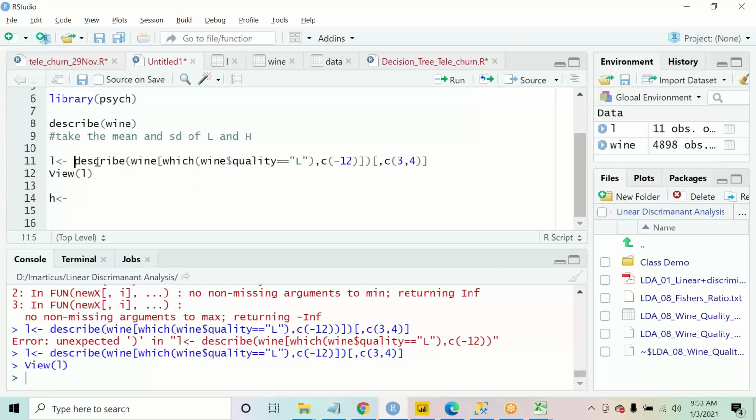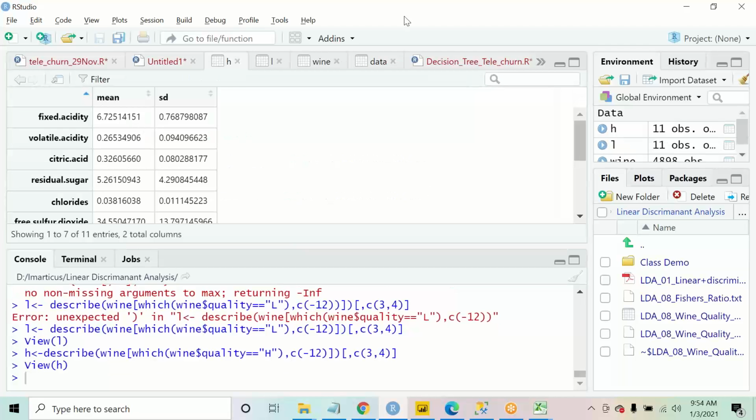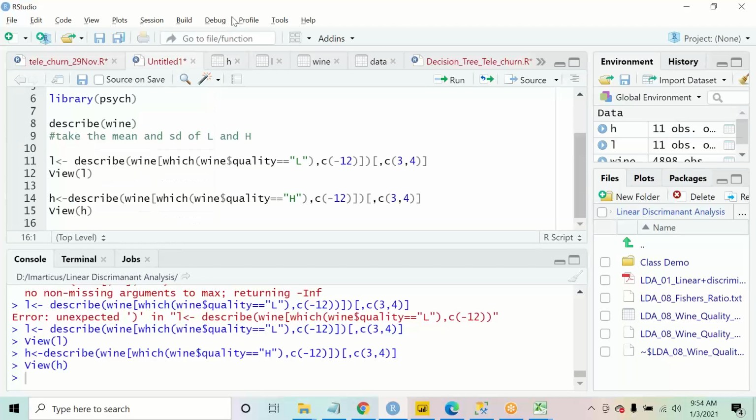In H, everything will remain the same, only one thing will change, and that is wine quality equal to H. If I now create this and view H, I can see all the information has been generated for this variable also. So all of you please try this out.